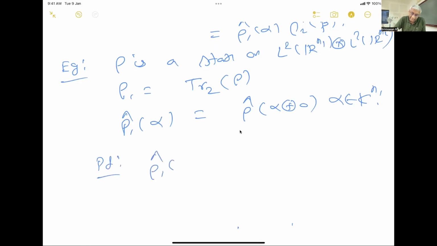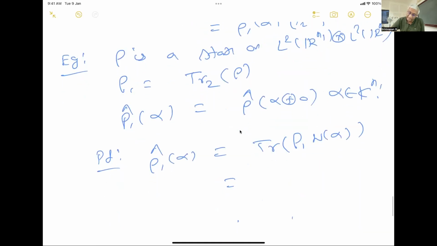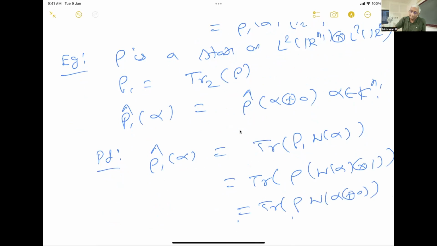Rho 1 hat of alpha is nothing but the trace of rho 1 of W of alpha. By the property we have mentioned, this is equal to the trace of rho of W of alpha tensor 1, which is the same as the trace of rho W of alpha direct sum 0. So which is just rho hat of alpha direct sum 0. It's direct.